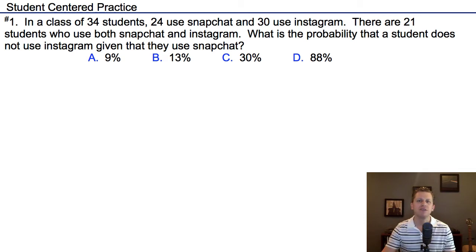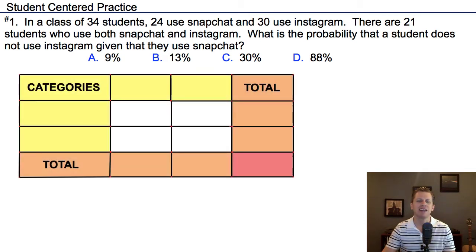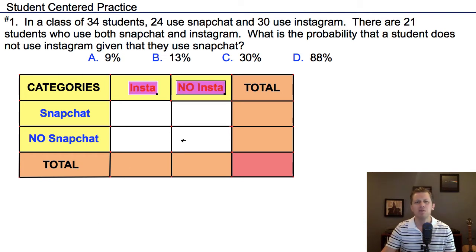First thing I'm going to do is set up my two-way table and decide what my categories are. Here I can see my two categories look like students that use Snapchat and students that use Instagram. So my first category I'm going to set up as students that use Snapchat and students that don't use Snapchat, like this. My second category will be students that use Instagram and students that don't use Instagram, since these are complements of each other.